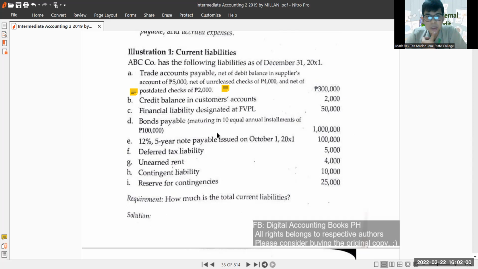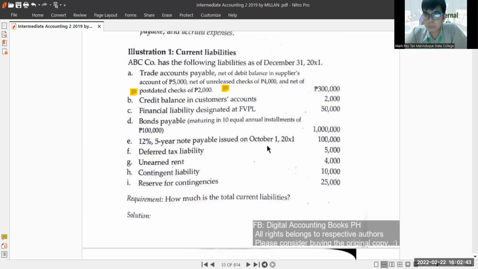Wala naman siyang equal annual installment. Kaya yung buong 100K, this is non-current. Kaya lang, we have to take note that this note is issued on October 1, 20X1. Di ba, kung maalala nyo, sa basic accounting natin, meron tayong topic doon whereas we compute interest income or interest expense, depende sa point of view. So for this one, since this is issued on October 1 of this year, meronditong maa-accrue na interest expense.